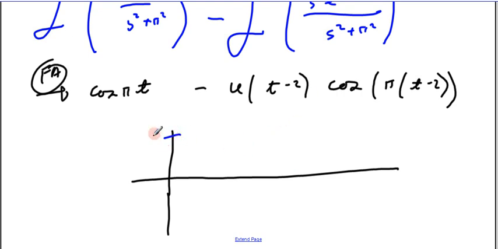And we're going to go up to 1. We're going to go down to minus 1. We're going to start at 1. We're going to go up to 2.